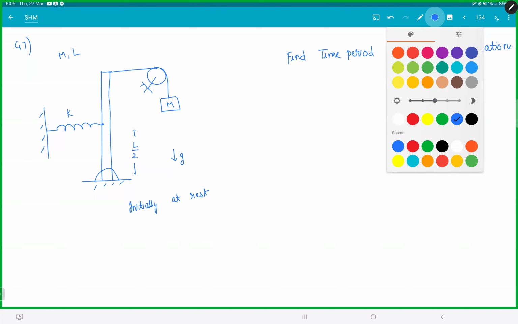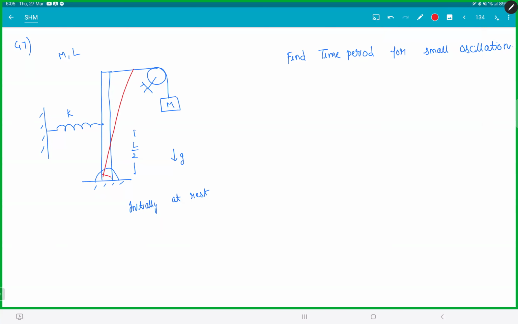How do we start? Start like this. Let this rod be displaced by small theta. This will be alpha. Start from there. So you need to get alpha in terms of this theta.